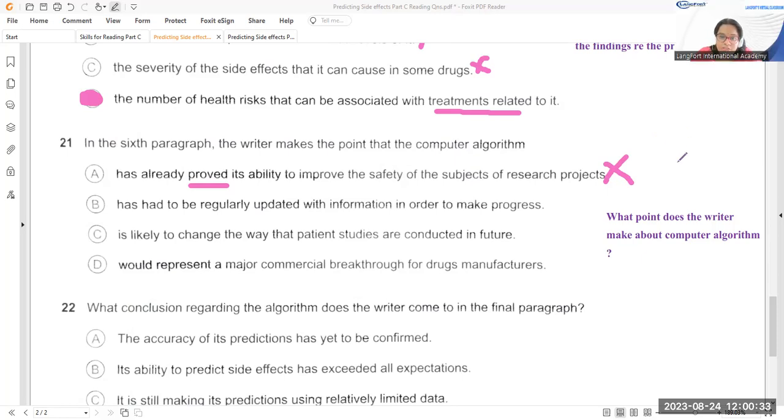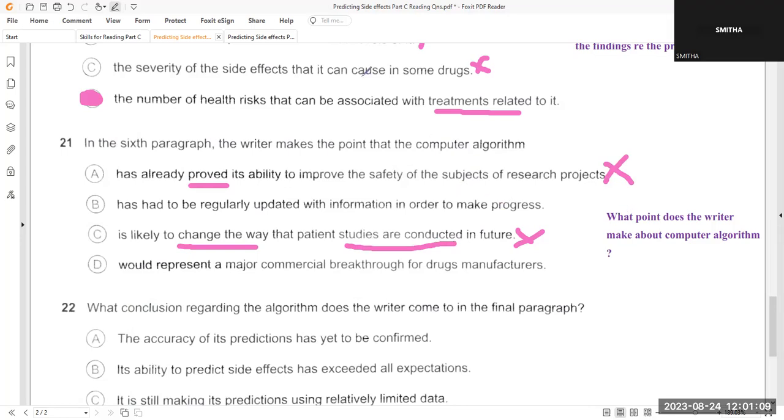Next option, Nivya. The writer makes the point that the computer algorithm is likely to change the way that patient studies are conducted in future. Did they say that the algorithm may change how patient studies are conducted in future? No, ma'am. They said it can give less risk to patients, but no. They said it can reduce the risk for participants. But did they say it may change the way studies are conducted?